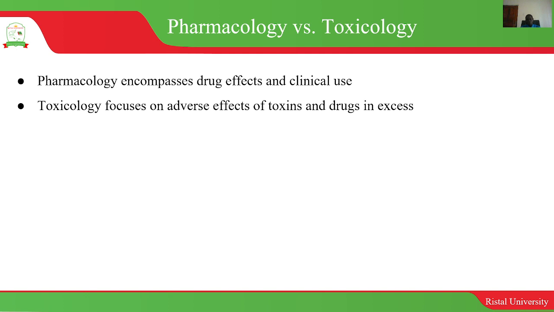Let's look at pharmacology versus toxicology. What's the difference? Pharmacology encompasses the drug effects and the clinical use. Toxicology focuses on adverse effects of toxins and drugs in excess. As the name suggests, we are looking at the toxic side. We say every drug is a poison. What only makes it not a poison is the dose. When you use the right dosage, it is not a poisonous drug. If we use an overdose, then it's already a poison. So it's a balance of pharmacologic effects versus the toxicologic effects.